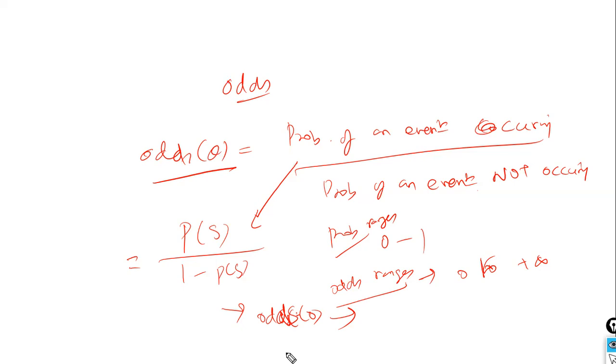And then let's say the odds are equal to 1. What does it tell us? The odds equal to 1 means the probability of the event occurring is 50%.